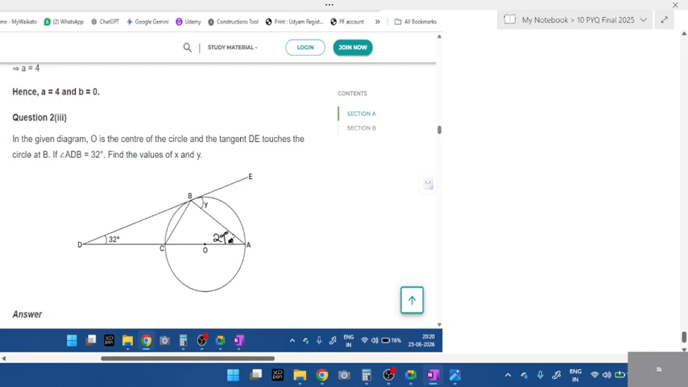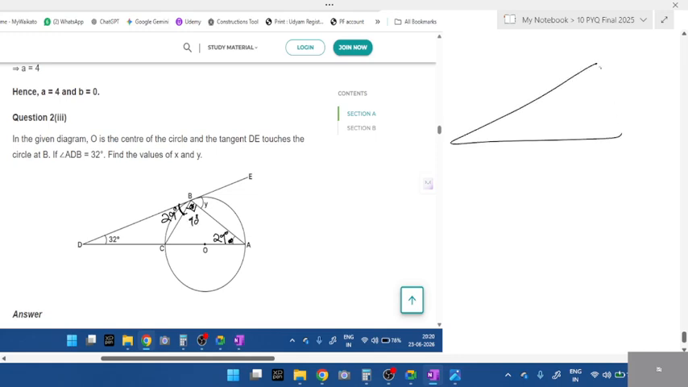This is how they used to set from 2022-23. It was like this. This year they changed it. They made it a bit tough. 2026. If this is 29 according to alternate segment theorem, what about this angle? 29. What about this one? 90.